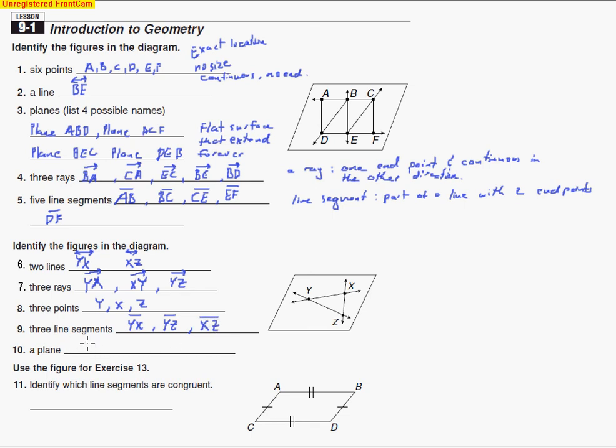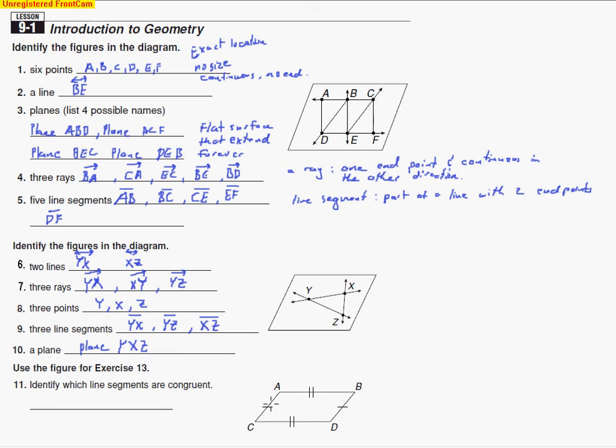A plane, well, the plane, there's only one here. It's just YXZ. So the plane is just in this space, but it extends forever in those directions, just flat space. Identify which line segments are congruent.